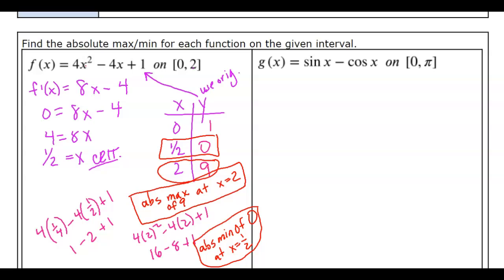Okay. All right, let's try some trig. So we're going to find our critical values. Sine and cosine are both continuous, so the interval is fine. The derivative of sine is cosine. The derivative of cosine is negative sine. So our derivative is equal to cosine plus sine.